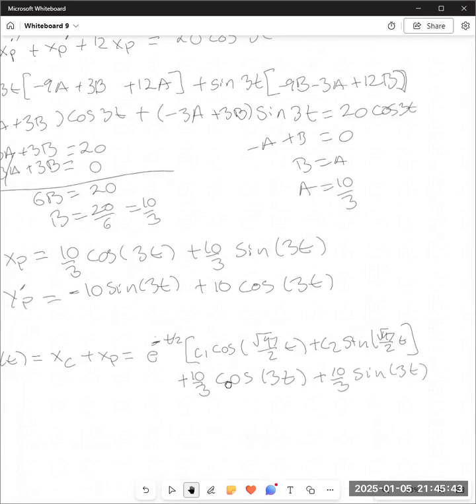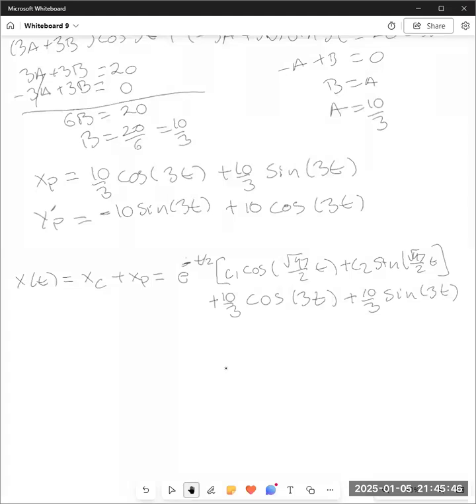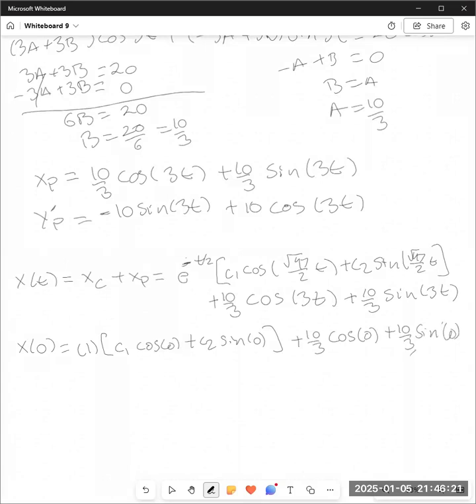Why do I need all that? Because I need to find what x of 0 is here to help me solve for c1 and c2. So that's going to be 1 times c1 cosine of 0 plus c2 sine of 0, plus 10 thirds cosine of 0 plus 10 thirds sine of 0. So that's 0. That's 0.